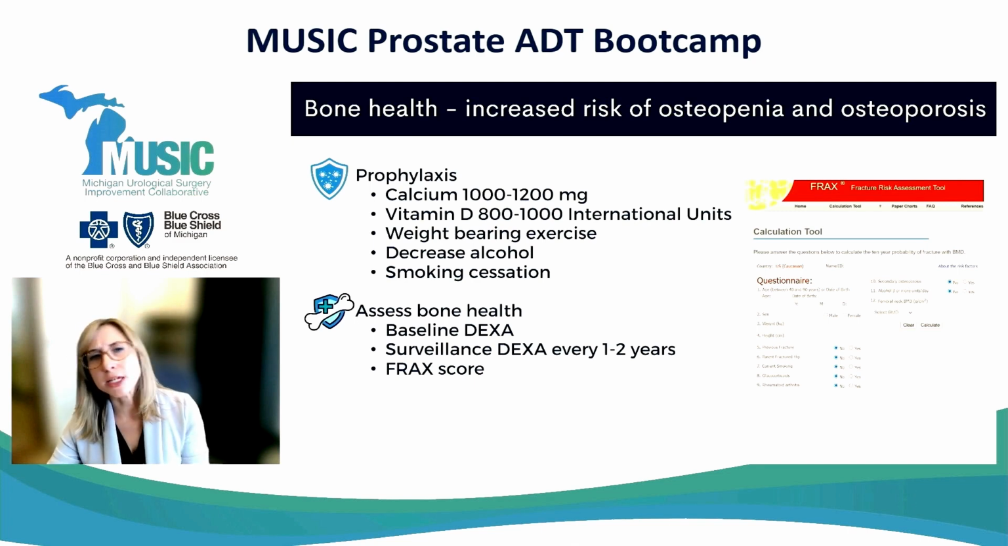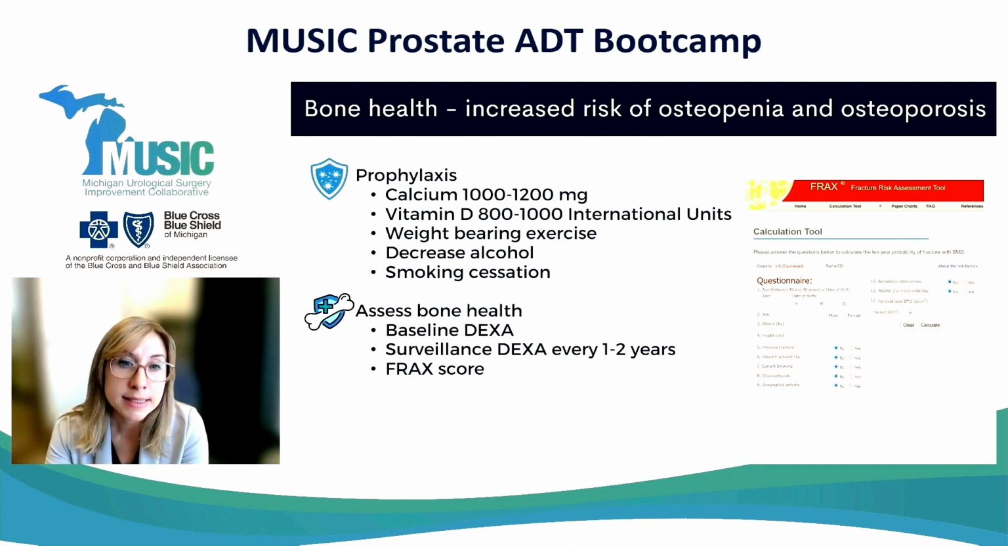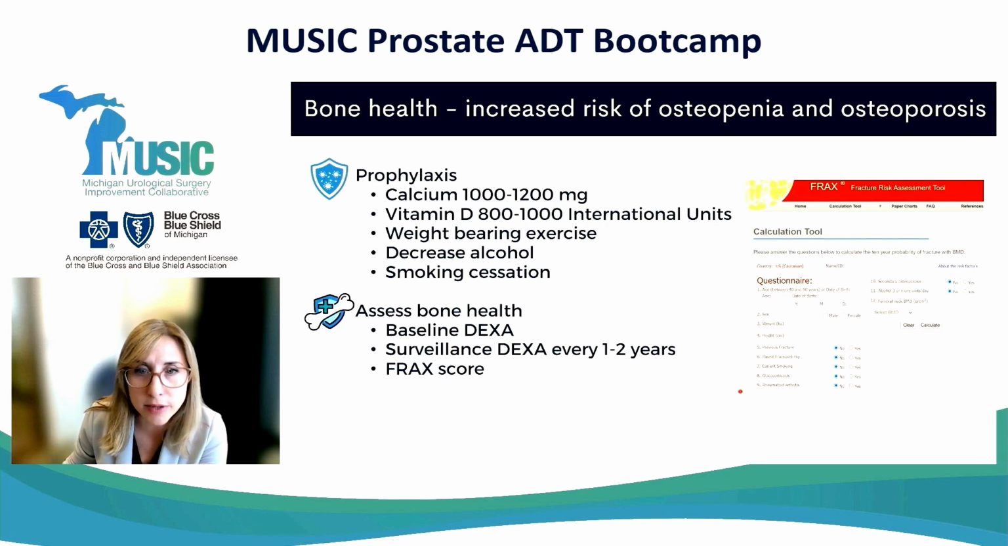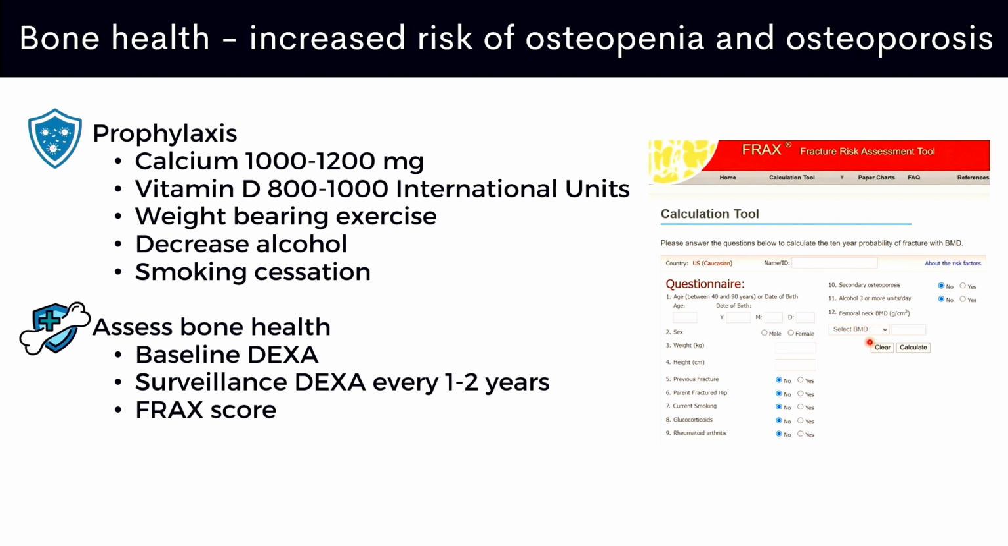And then you type in the patient's age, their weight, their height, and then whether they have a family history, history of smoking, alcohol use, and then secondary osteoporosis. And I usually will check yes for secondary osteoporosis, which is an osteoporotic risk factor. That is the ADT itself. And then you can plug in their bone mineral density down into that bottom section. Let me see if I could show you here. Right here. And this will help you just better tailor what their actual risk is.